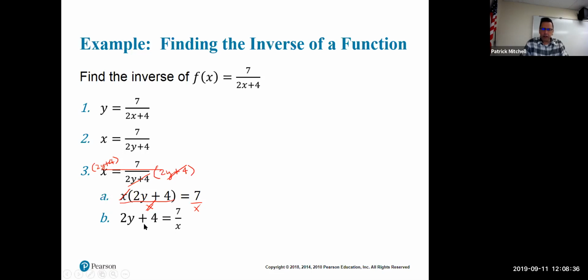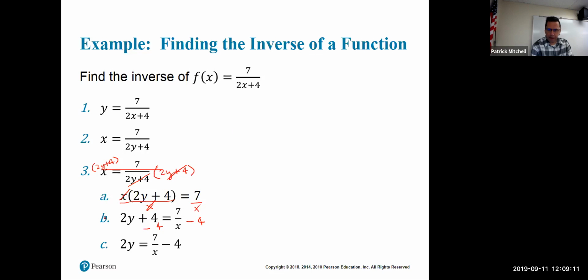So the next thing I'm going to do is subtract 4 from both sides. Okay. And that gives me what you see there. So minus 4 on this side, minus 4 on this side, right? 2y equals 7 over x minus 4. And now let me show you ahead of time what I'm going to do to finish it off. So normally the way that you make a 2y into a y is you divide both sides by 2. All right, and that wouldn't be wrong.